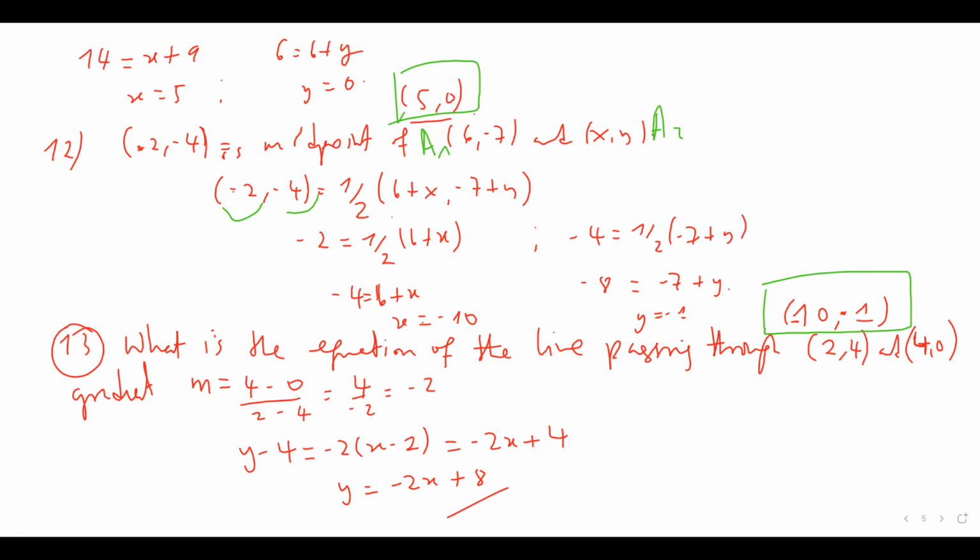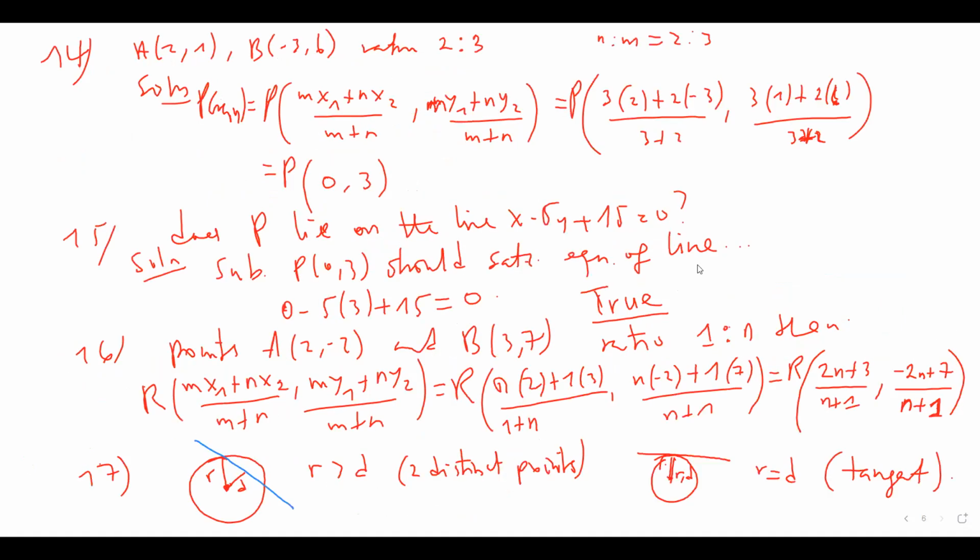Of course, question 13 asks: what is the equation of the line that passes through the points (2, 4) and (4, 0)? First, you need a gradient. The gradient is the change in y over the change in x. This is your a1, this is your a2. The change in y is 4 minus 0, and the change in x is 2 minus 4, which is minus 2. Then the equation of the line is y minus y1 equals m times (x minus x1). This is given by y minus 4 equals minus 2 times (x minus 2), which is minus 2x plus 4. So you can now derive the equation of the line: y is equal to minus 2x plus 8.